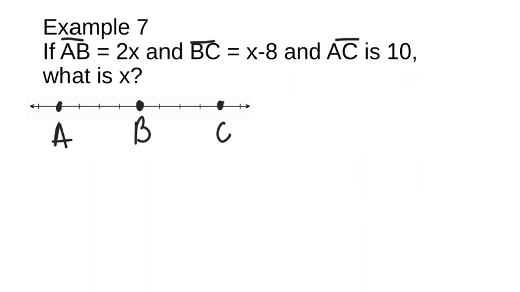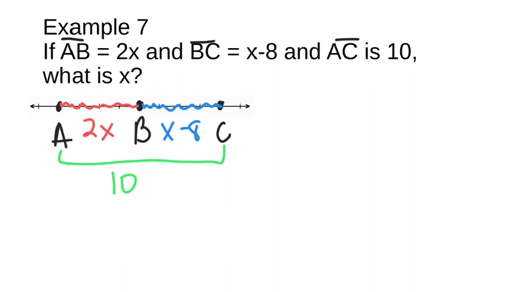Alright, example 7. If AB is 2x and BC is x minus 8 and AC is 10, what is x? So you're still using the segment addition postulate, they're just not giving you numbers. Okay, we're going to write an equation and solve. So AB, this chunk here, is 2x. BC, which is this chunk here, is x minus 8. AC, from A all the way to C, the entire segment, is 10. They want us to solve for x.